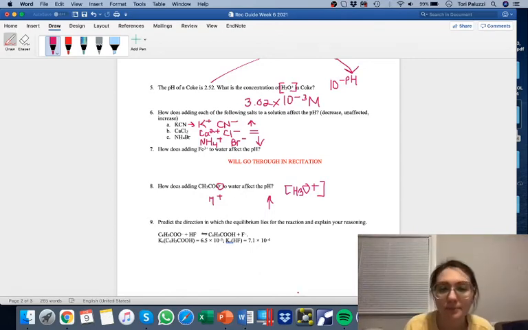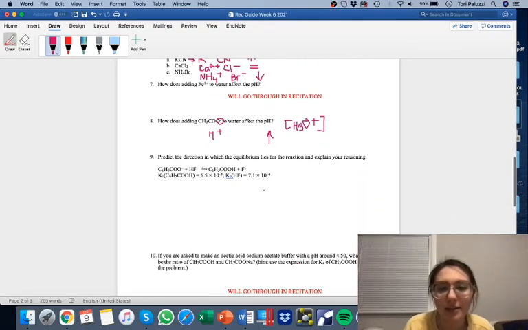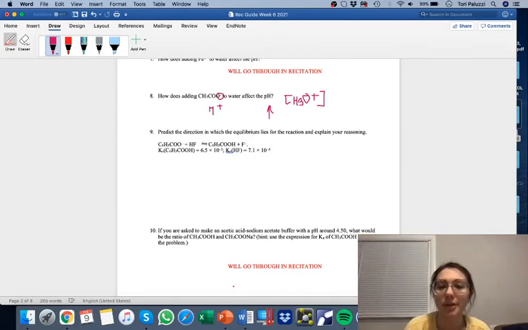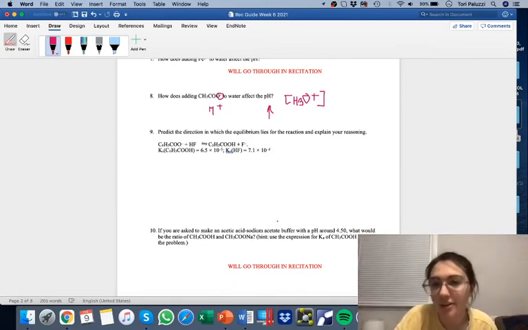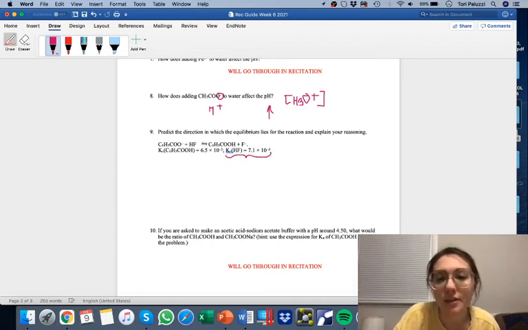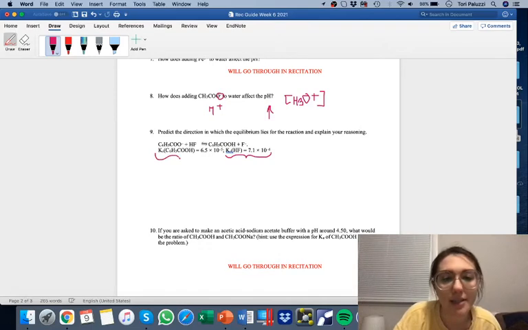All right? Okay. Finally, with number 9, because we're going to go through 10 in recitation, predict the direction in which the equilibrium lies to the reaction and explain your reasoning. So we don't have to do any math. Anyone who's thinking, oh my gosh, I see a bunch of Ka values having to do math, we're not going to have to do that. What we have to do is specifically look at this number and compare it to this number. So it's saying which side of equilibrium. We've only got the left side and the right side.